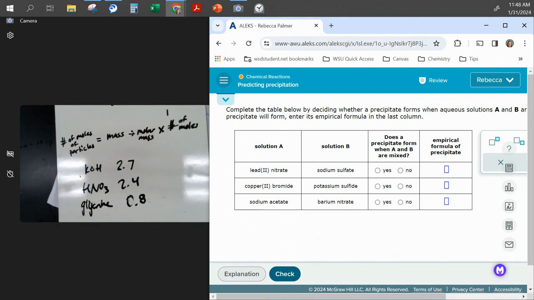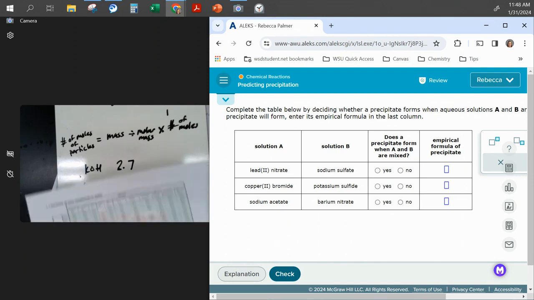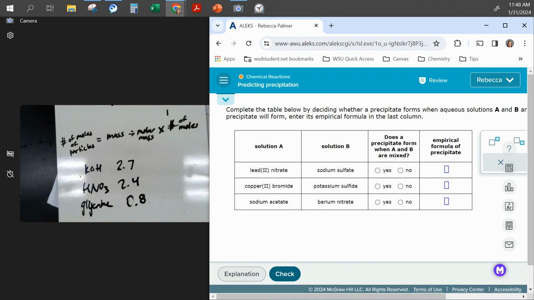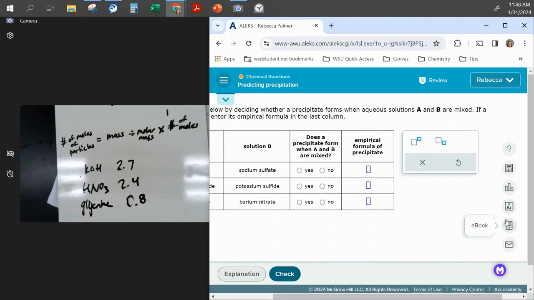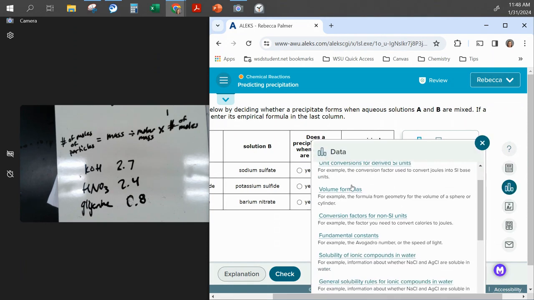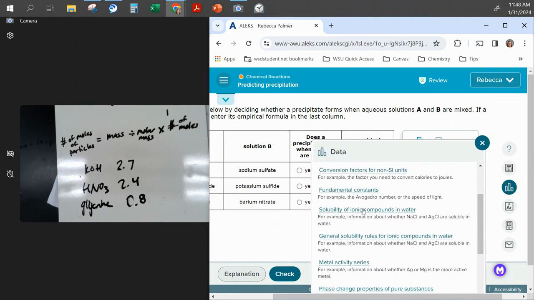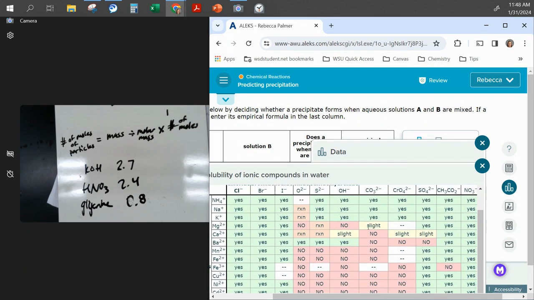Okay, so for this topic, again, this is in the Alex data. I just think it's easier to work on a paper. For me, maybe it's easier for you to use the computer. I don't know what's happening. So if I lost my paper, I can use the solubility of ionic compounds. This is the same thing, okay?